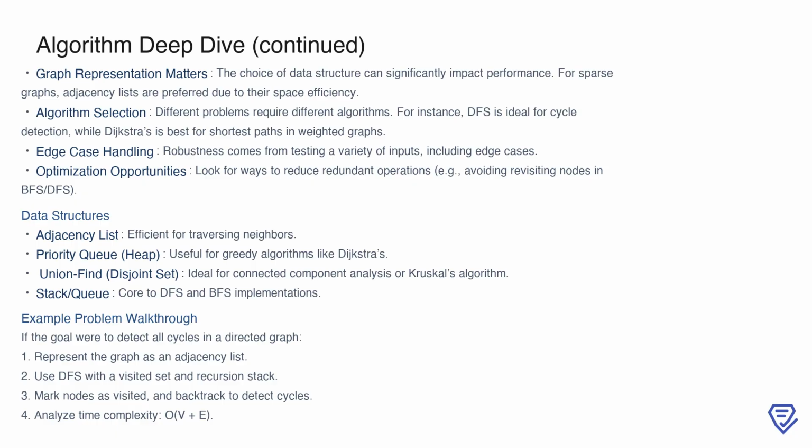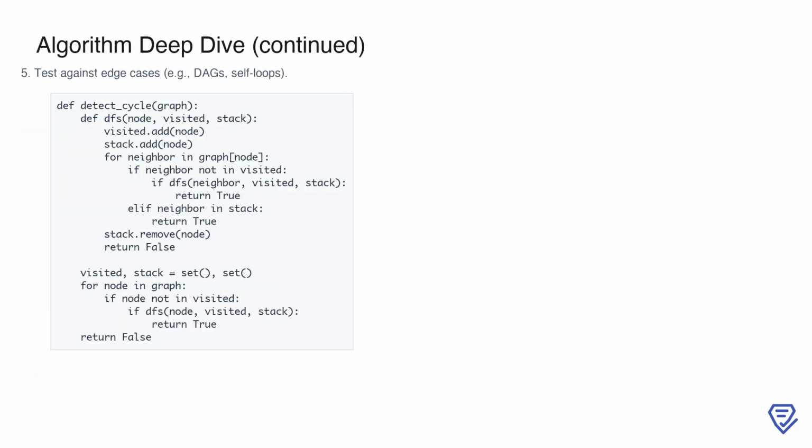A well-optimized algorithm combines the right data structures, computational techniques, and a thorough understanding of the problem domain. For instance, detecting cycles in a directed graph demonstrates how these principles come together. Represent the graph as an adjacency list, and use a depth-first search approach with a recursion stack to track visited nodes. During traversal, if a node is revisited within the recursion stack, a cycle is detected.